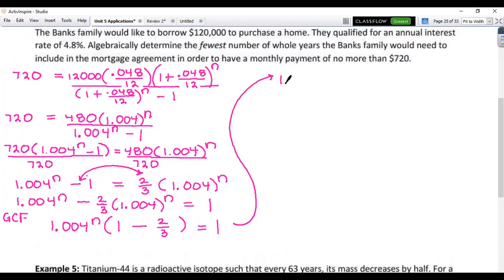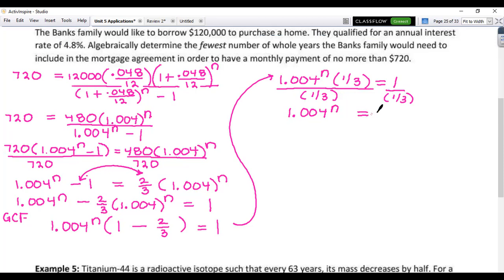So I have 1.004 to the n times 1/3 is equal to 1. Can't I divide 1/3 over? And what's 1 divided by 1/3? Keep, change, flip. 3. So I get 1.004 to the n equal to 3. Now you can breathe a bit. Now you've done the hard stuff.